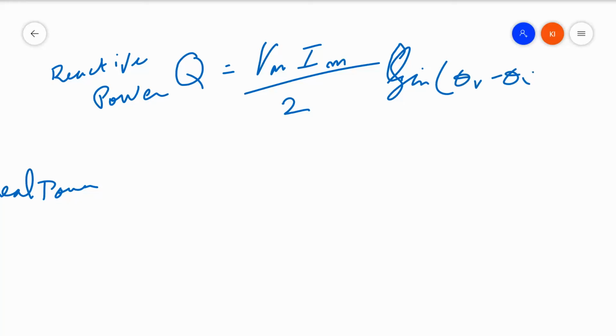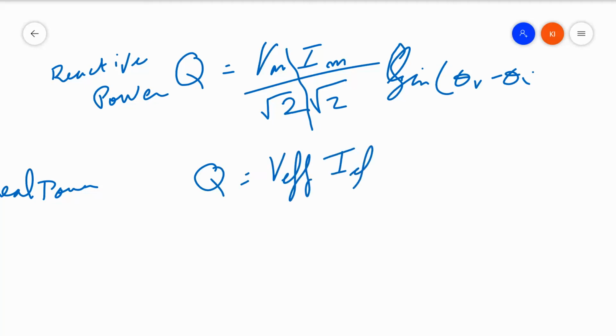They'll play the same trick. You write this as Vm over square root of 2, Im over square root of 2, and use the V effective, I effective to replace it. So Q is written as V effective, I effective sine theta v minus theta I.